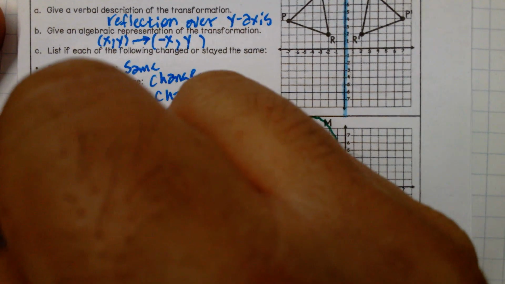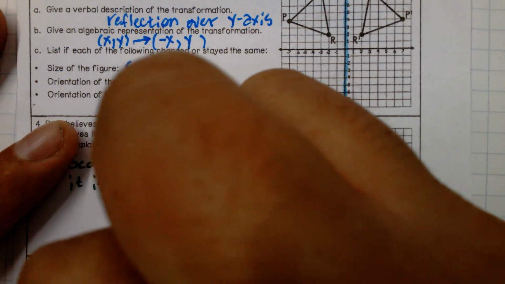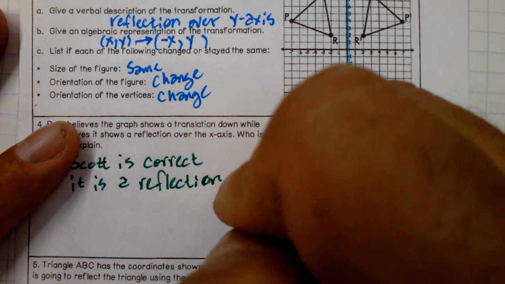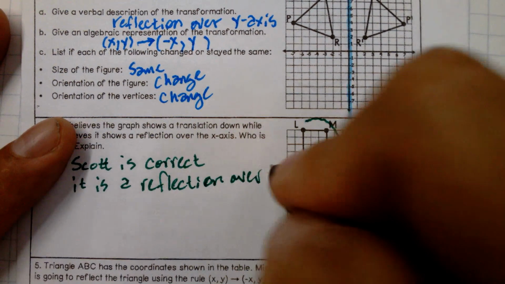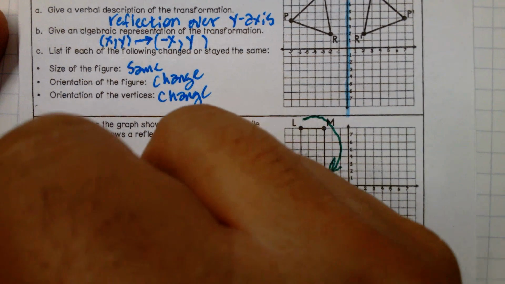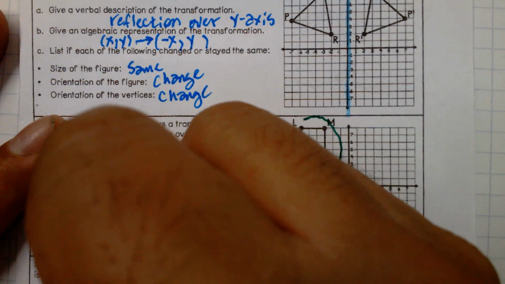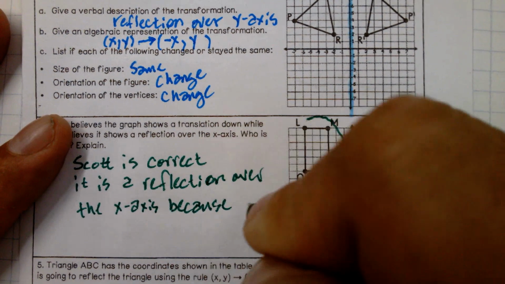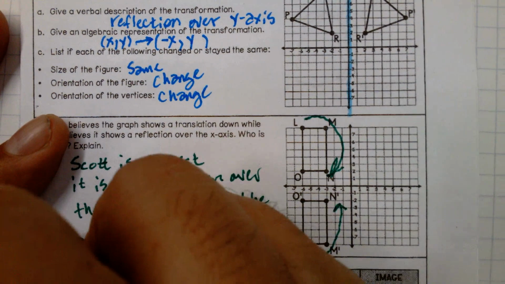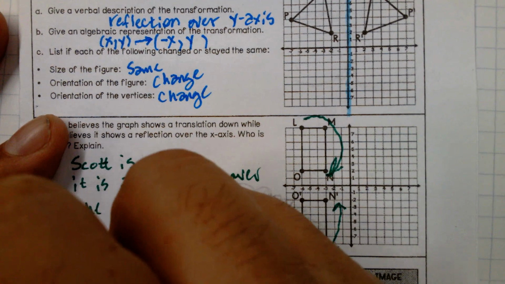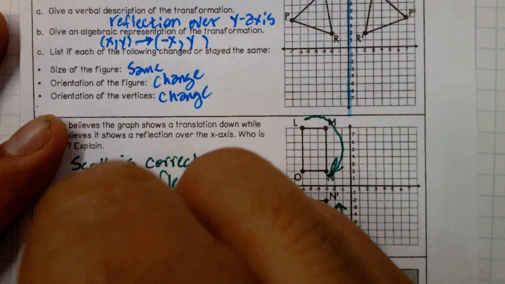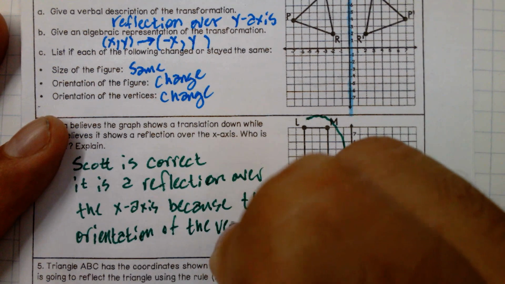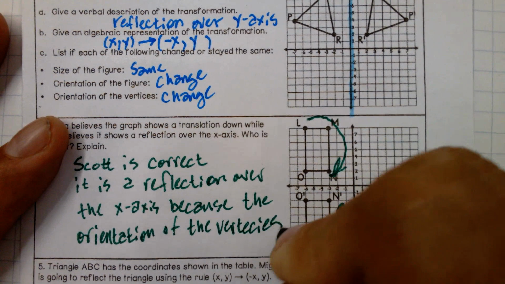It is a reflection over the x-axis because the orientation of the vertices changed.